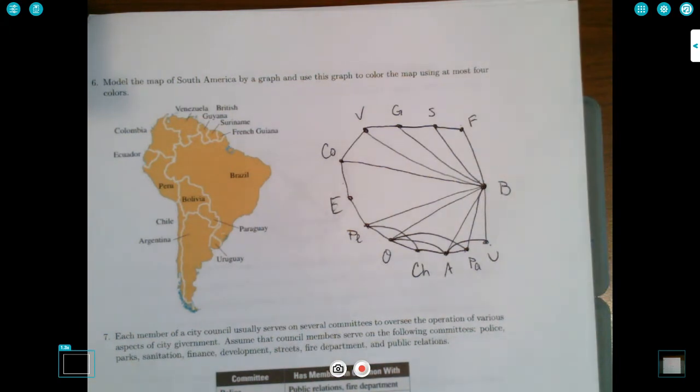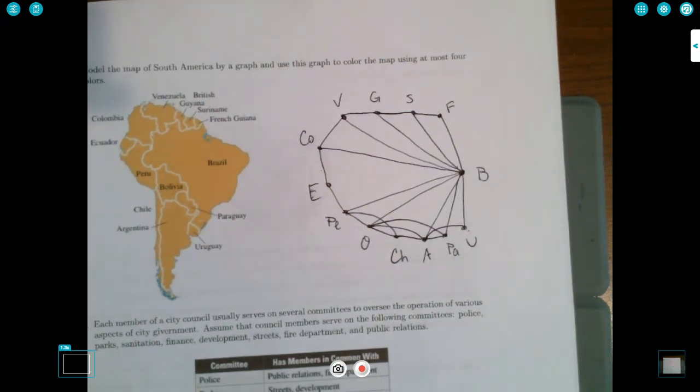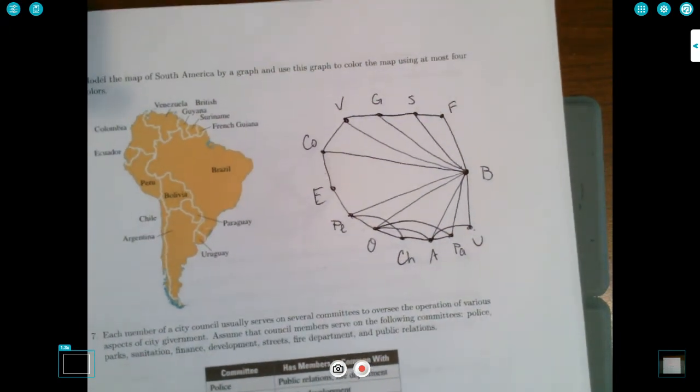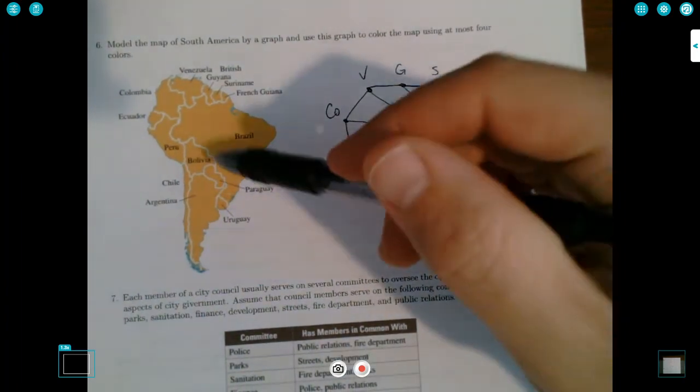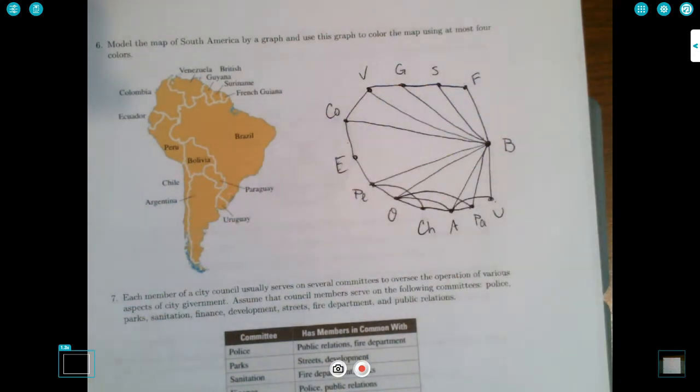Okay, so I think that's our graph. I could have definitely drawn this a little bit better, right? But anyway, is it possible to color in this map with only 4 colors? So now we have to answer the next part of the question.